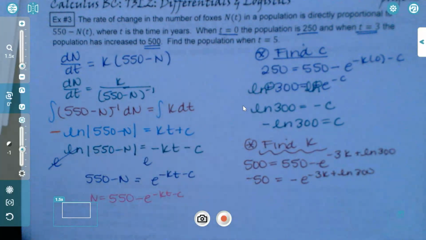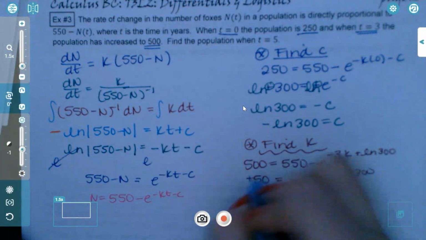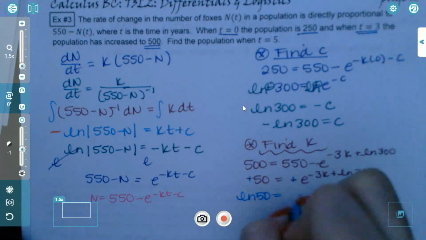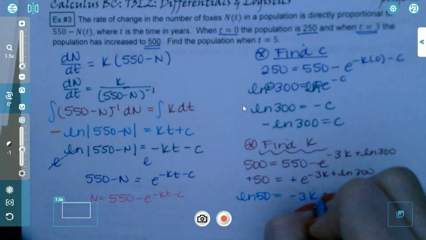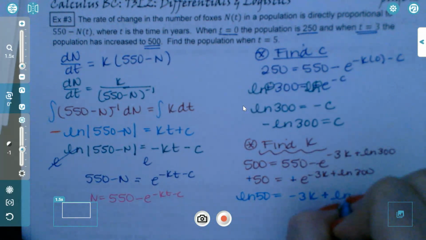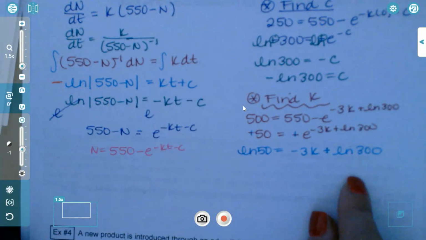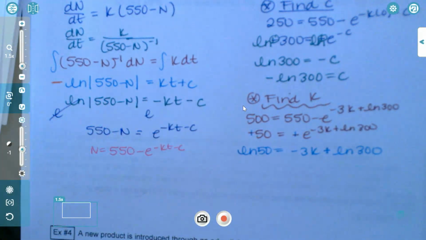Again, I'm going to change out those minuses. Boom, boom. And then we're going to apply the natural log to both sides. So ln 50 is going to equal negative 3k plus ln 300. All right, so you can do that calculator-wise, ln 50 minus ln 300, and then we're going to divide by -3.